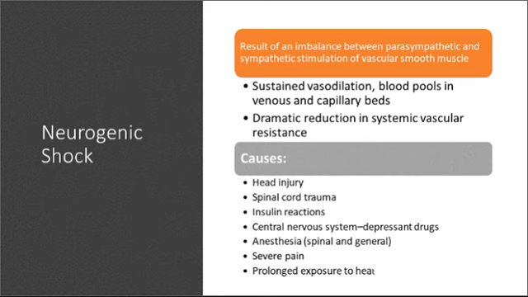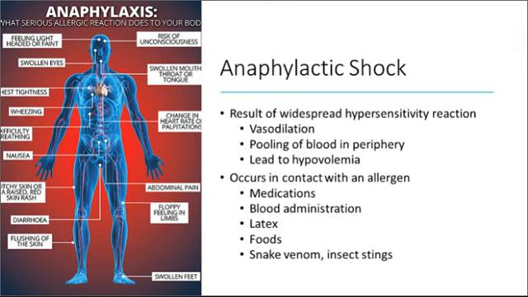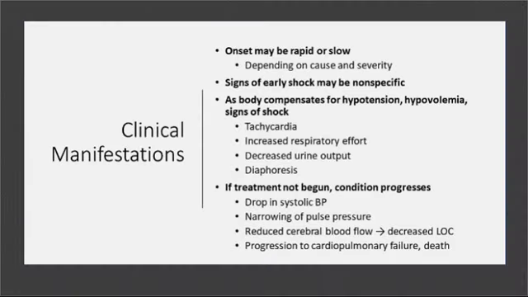And the last one is anaphylactic shock, a result of widespread hypersensitivity reaction. Vasodilation, pooling of blood in the periphery, leading to a hypovolemic state. It looks like a hypovolemic state, although they don't have less volume. There's less volume seeming to circulate because they're so dilated. It occurs in contact with an allergen: medications, blood administration, latex reaction, food, snake venom, insect bites.